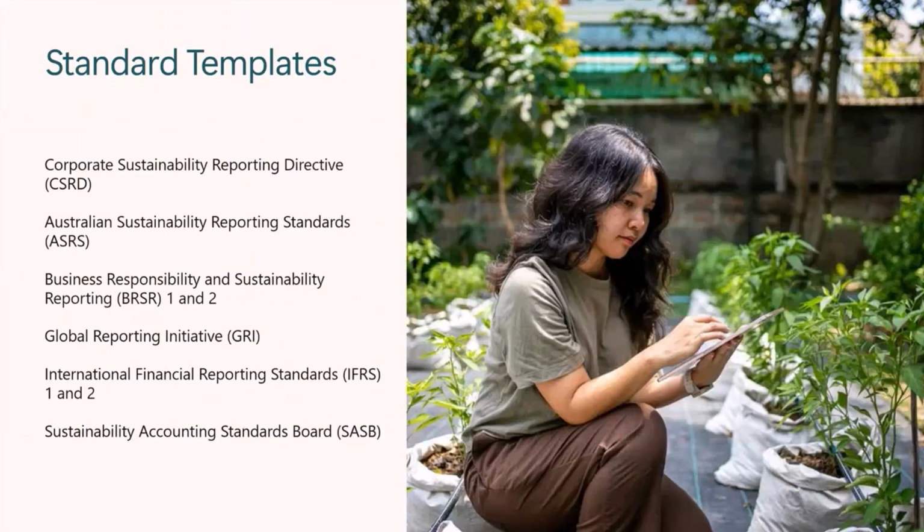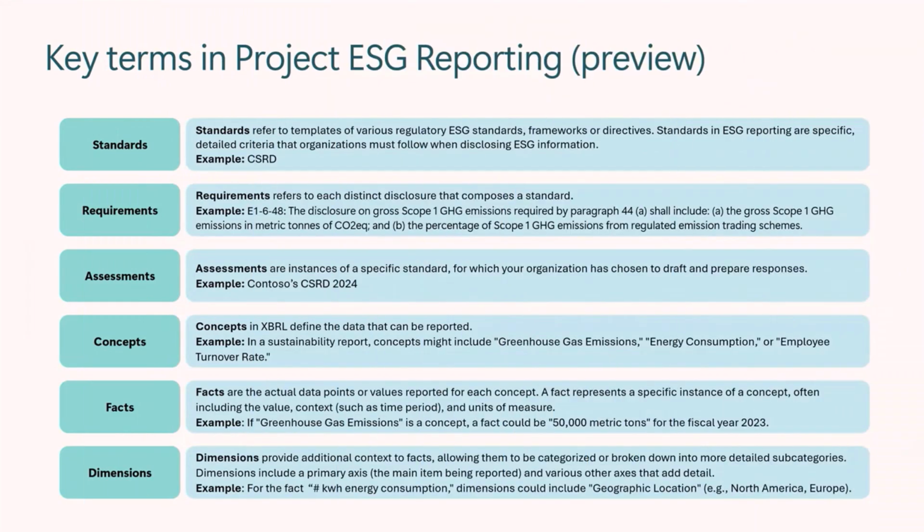Here are some of the supported output reporting templates: Corporate Sustainability Reporting Directive, CSRD, Australian Sustainability Reporting Standards, ASRS, and Business Responsibility and Sustainability Reporting, BRSR, for both Annexure 1 and Annexure 2. We also support the Global Reporting Initiative, GRI, the ISSB Sustainability Standards, IFRS S1 and S2, and 77 industry-specific templates from SASB. Now, let's clarify some key terms used in the solution.